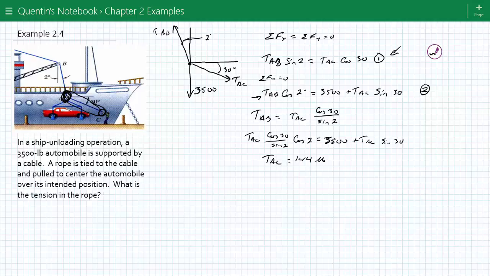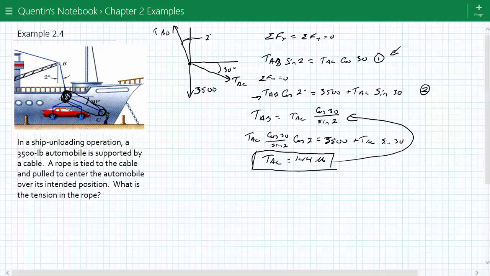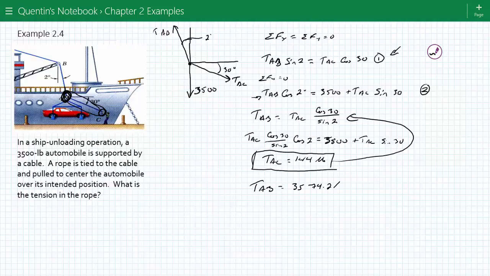And so now that's just one equation and one unknown, and you find that TAC is equal to 144 pounds. Now, I think that's all technically that's being asked for, but we might as well figure out the TAB as well. So let's plug that back into that equation, and you end up with TAB is equal to 3,574.2 pounds. Okay, so what do we have? We are claiming that this person is pulling with 144 pounds, down and to the right, and that the tension in this cable is 3,574.